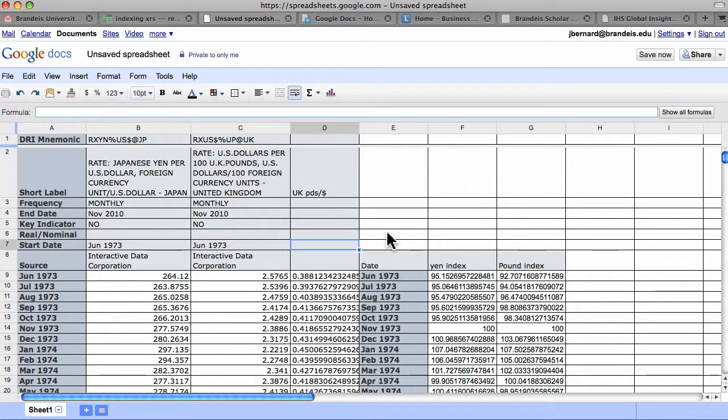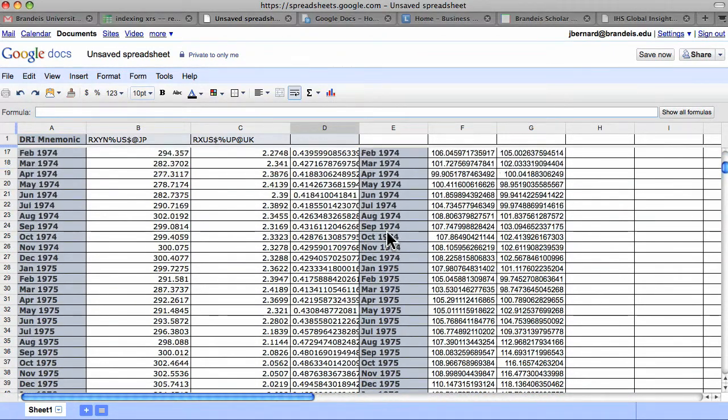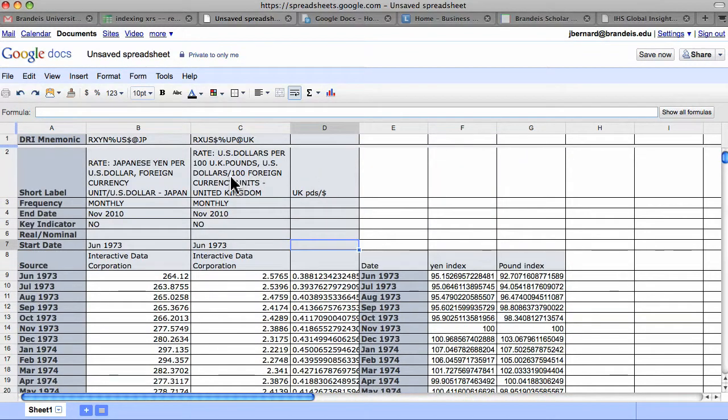Let's start with indexing exchange rate data to the same point in time. We already have some exchange rate data downloaded into a spreadsheet program. Here we downloaded exchange rates for the yen and UK pounds in Google's OpenOffice spreadsheet program.